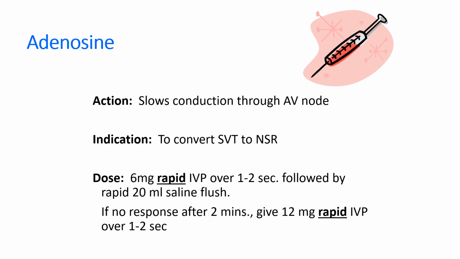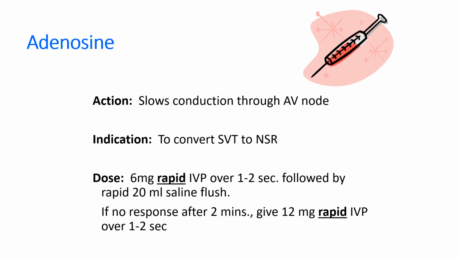If they are stable and you have time, and you've tried the vagal maneuvers, you're going to try adenosine. What adenosine does is it slows conduction through the AV node or completely blocks it, where you'll oftentimes see a brief period of asystole on the cardiac monitor. It is meant to convert SVT to normal sinus rhythm. If the SVT is actually A-fib or a flutter, it may diagnose it. Adenosine is not going to convert A-fib or a flutter, but it has diagnosed it, and then they would be put on a beta blocker or a calcium channel blocker.